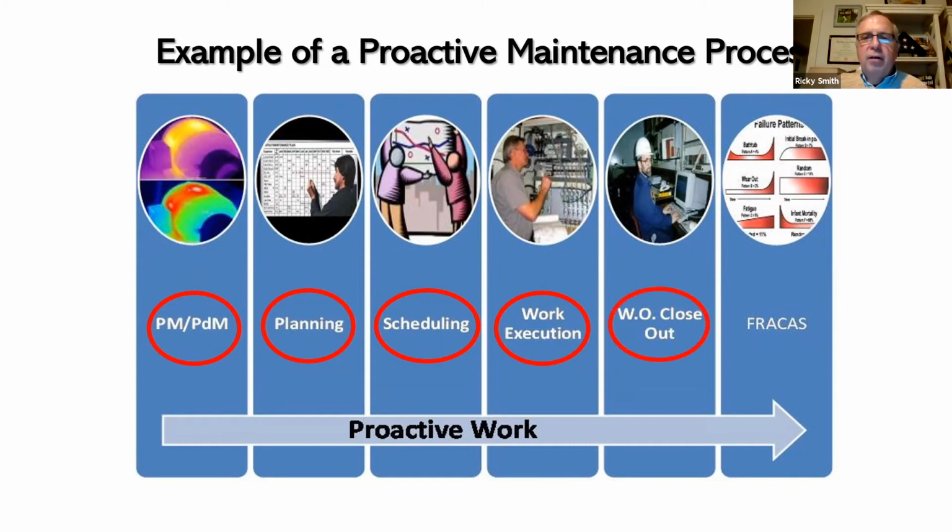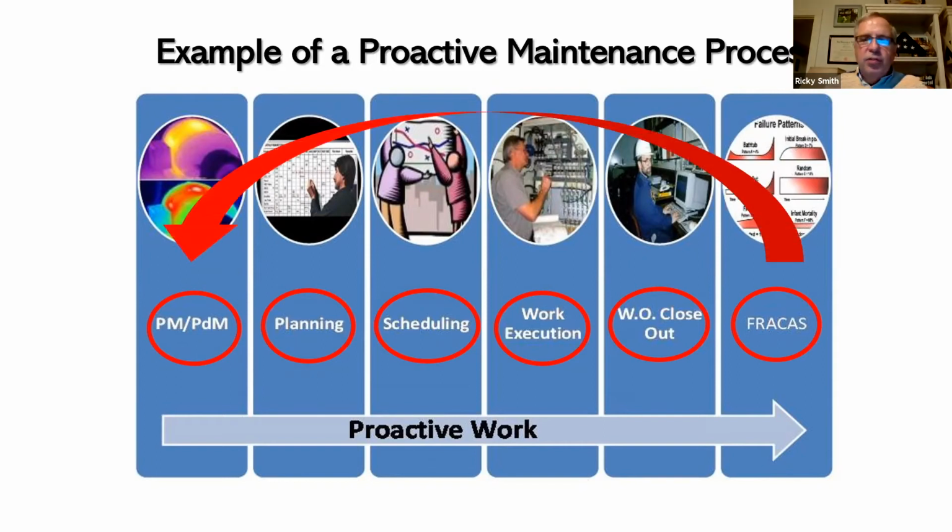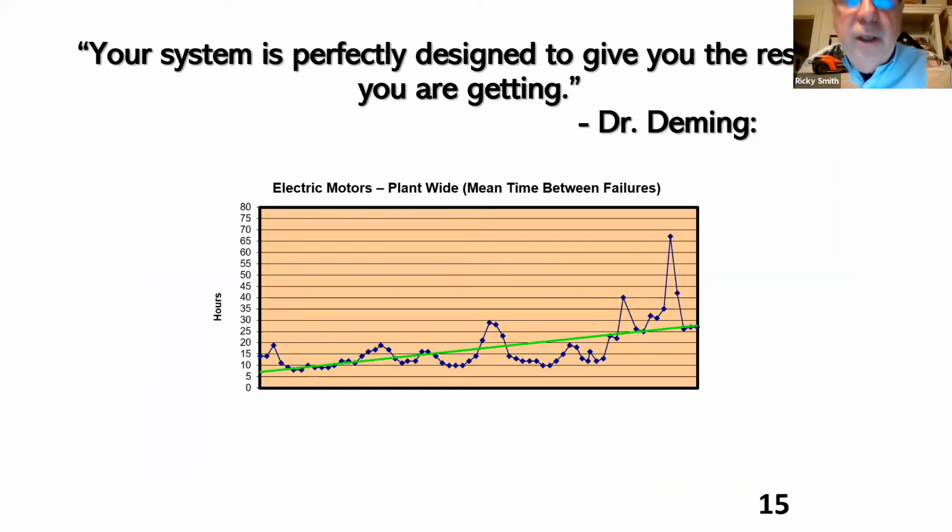Work order closeout, very critical. Without good data, we don't have good metrics. I mentioned that earlier. And then it's failure reporting, analysis, and corrective action system. If you have reliability engineers, they've got to have good data. They have to have accurate data. And this is just a continuous improvement loop. As we have failures, we can improve our PM and PdM program. Dr. Deming said your system is perfectly designed to give you the results you're getting. And it's absolutely true.